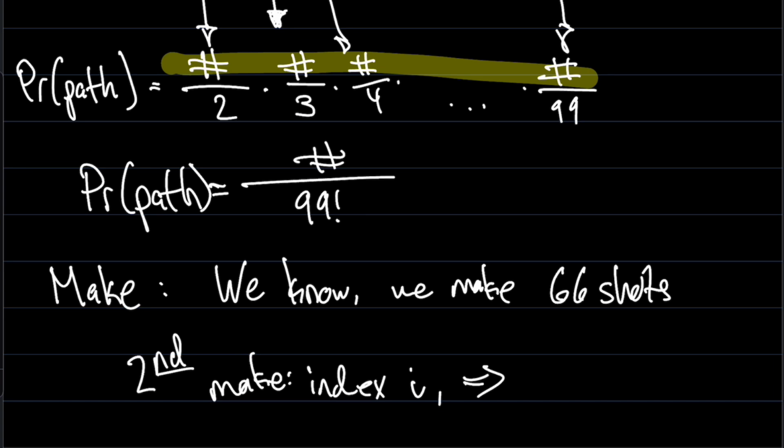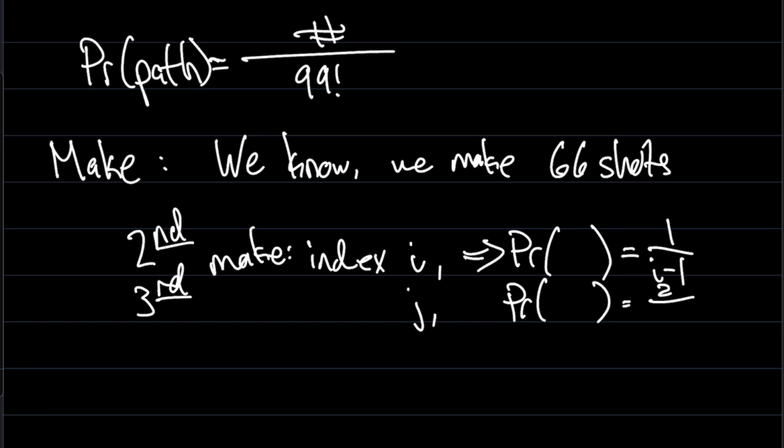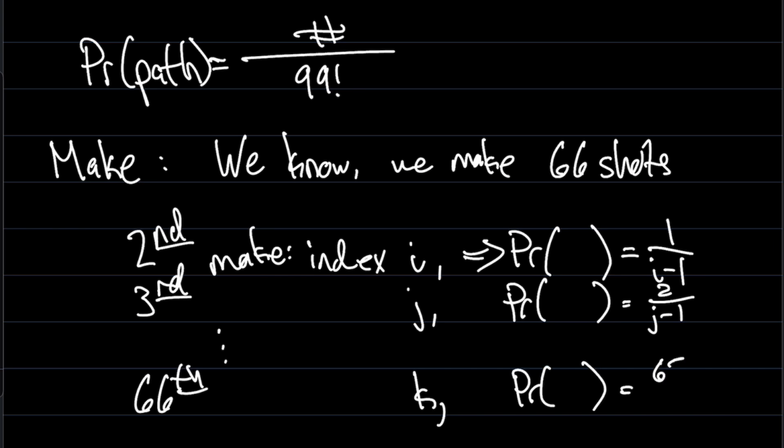which then would say, if we know it's our second make and we're at index I, then the probability is going to be equal to what? How many makes we've done so far divided by the total number of shots we've put up. So this is going to be 1 because we've only made 1 so far, and this will be I minus 1. And then if we think about the same thing for the third, and we say the index is j, then the probability is going to be equal to 2 over j minus 1. And this will keep going until we get to our 66th make, and we'll say this is k. And then our probability will be 65, because we made 65 up to that point, over k minus 1.